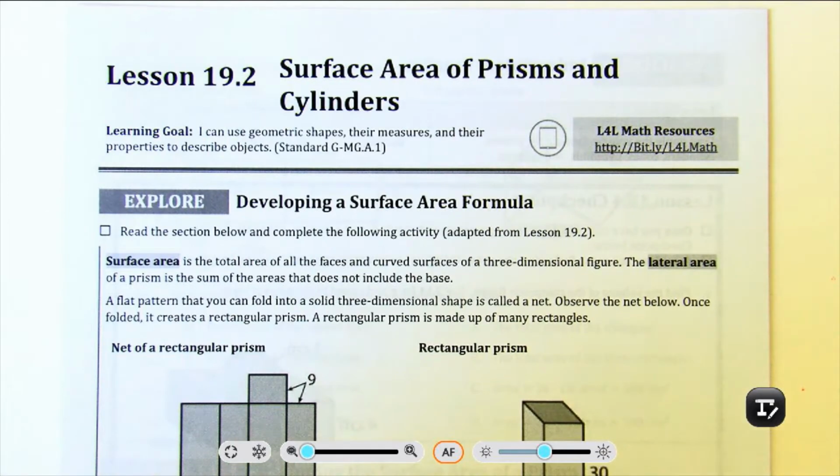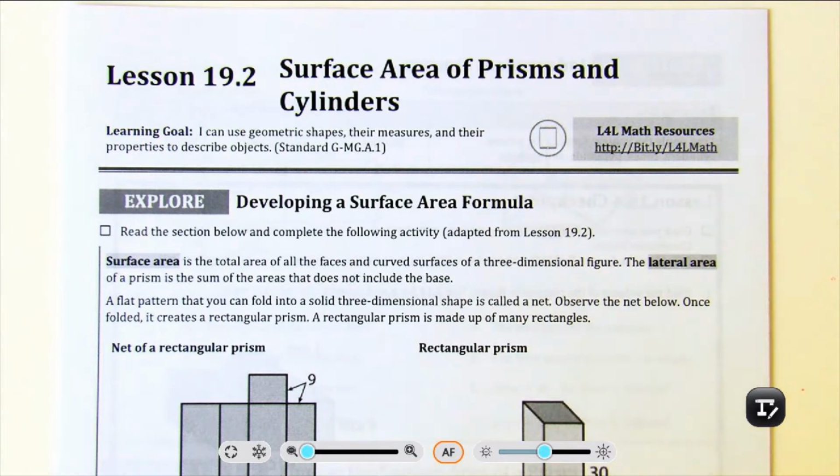The surface area is the total area of all the faces and curved surfaces of a three-dimensional figure. So imagine you have a box and you unfold it. What we want to do is find the area of each side of the box. Or imagine you have a basketball and you want to gift wrap it. So imagine that you're trying to find the area of how much wrapping paper you need around the basketball. That's what these formulas are going to give us.